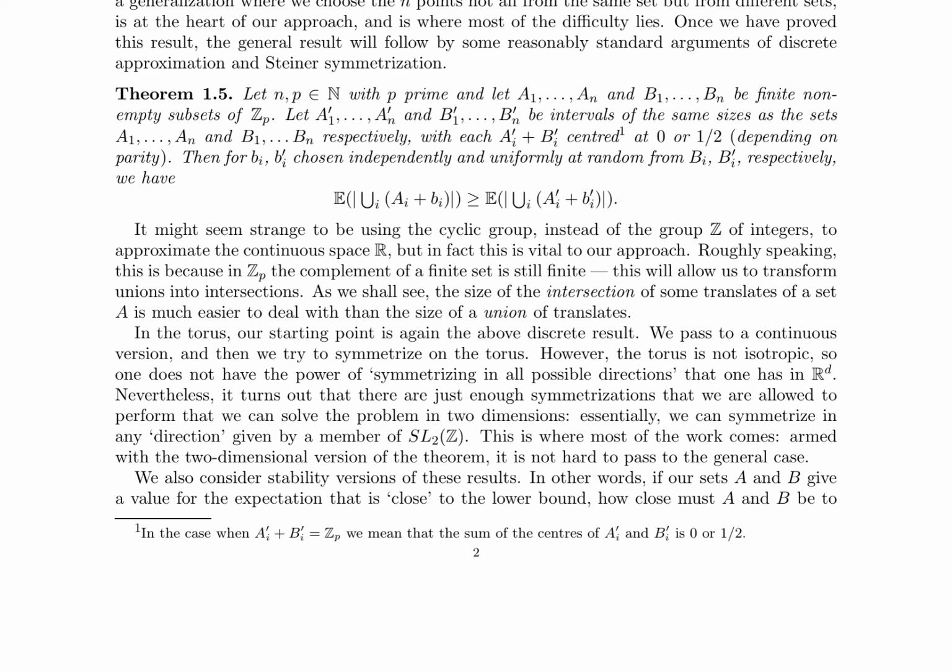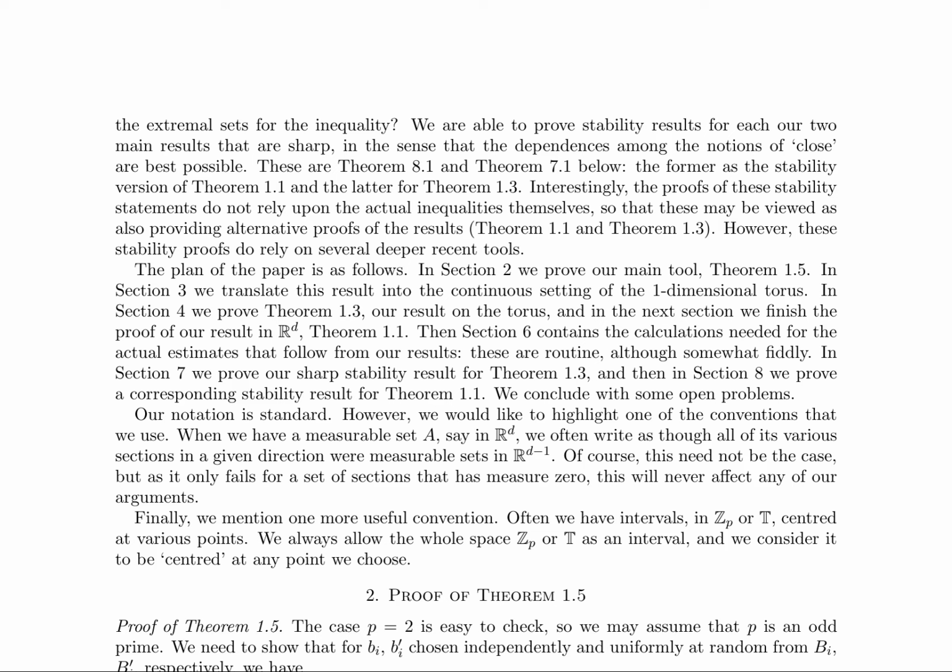Additionally, the authors examine stability versions of their results, which investigate how close the sets A and B must be to the lower bound. These findings provide novel insights into the problem of minimizing the expected volume of the sum of a set and randomly chosen points in the torus and Euclidean space. The paper explores extremal sets for an inequality, focusing on stability results for 2 main theorems. It proves sharp stability versions of these theorems without relying on the actual inequalities, providing alternative proofs.